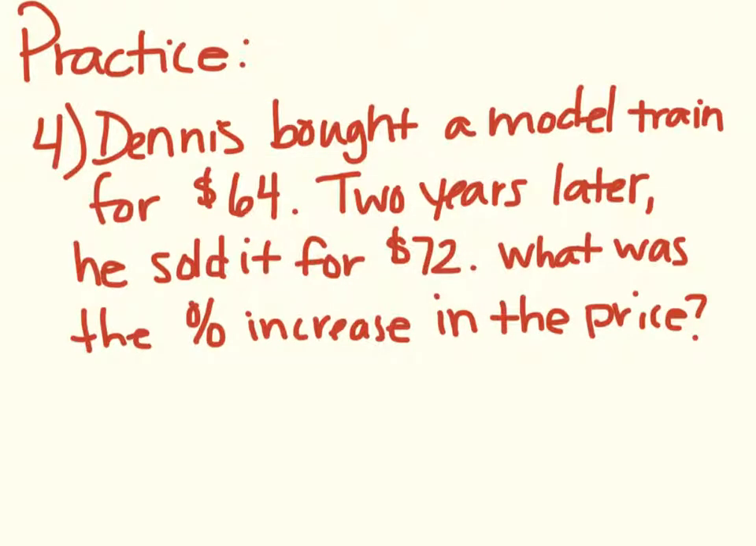Here's the first practice problem for you to try. Dennis bought a model train for $64. 2 years later, he sold it for $72. What was the percent increase in the price? Remember, your first step will be to find the difference between the two prices, calculate the percentage represented by $1, and then calculate the percent difference, or the percent increase in this case. Press pause while you work, and there'll be another practice problem right after this one.